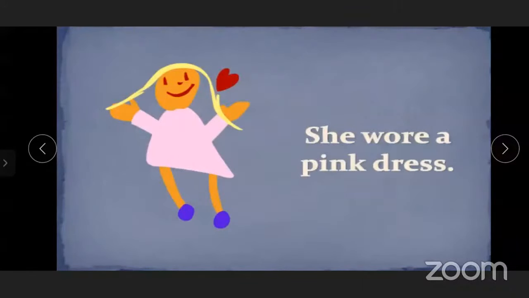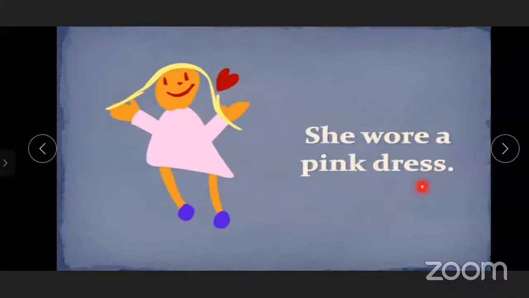Now tell me, what do you see on your screen? Can you read this sentence? She wore a pink dress. Now tell me, in this sentence, which word is the noun? Noun means what? Naming word, right? Yes, dress is the noun.